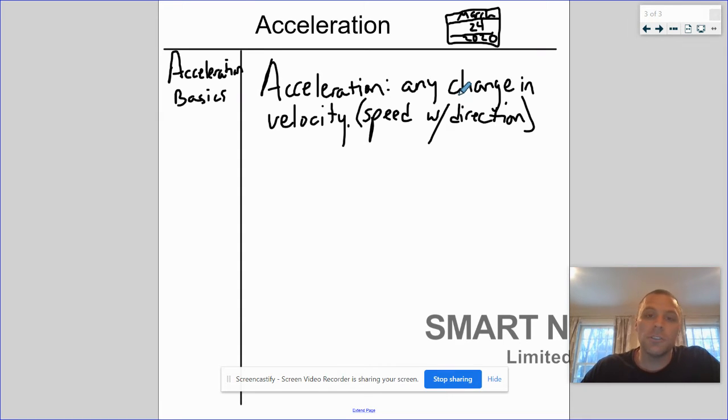So there's three ways to accelerate. You can speed up, you can slow down, or you can change direction. You can do like a combination of two of those three: speed up and change direction. But that's what acceleration is. It measures how quickly we change our velocity. I want to give two examples.